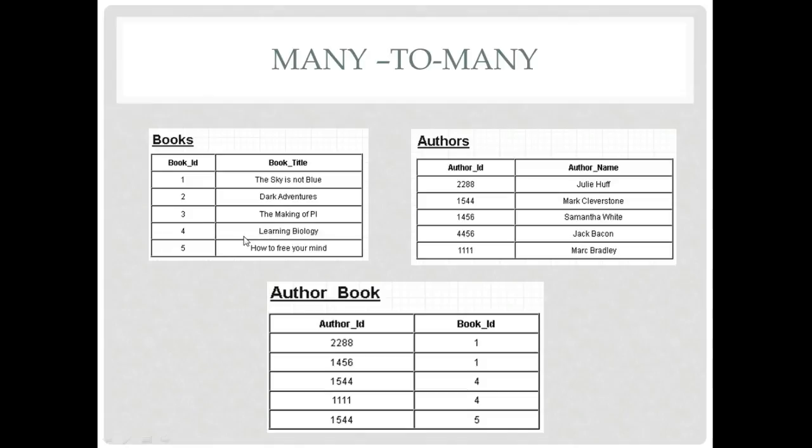So he worked with somebody on this book, but he still was part of writing this book, Learning Biology, and he also wrote the book, How to Free Your Mind. He actually wrote that book by himself. So you can see how that many-to-many relationship works. So a book can be written by multiple authors, and an author can write multiple books. And this is how you build that many-to-many relationship.